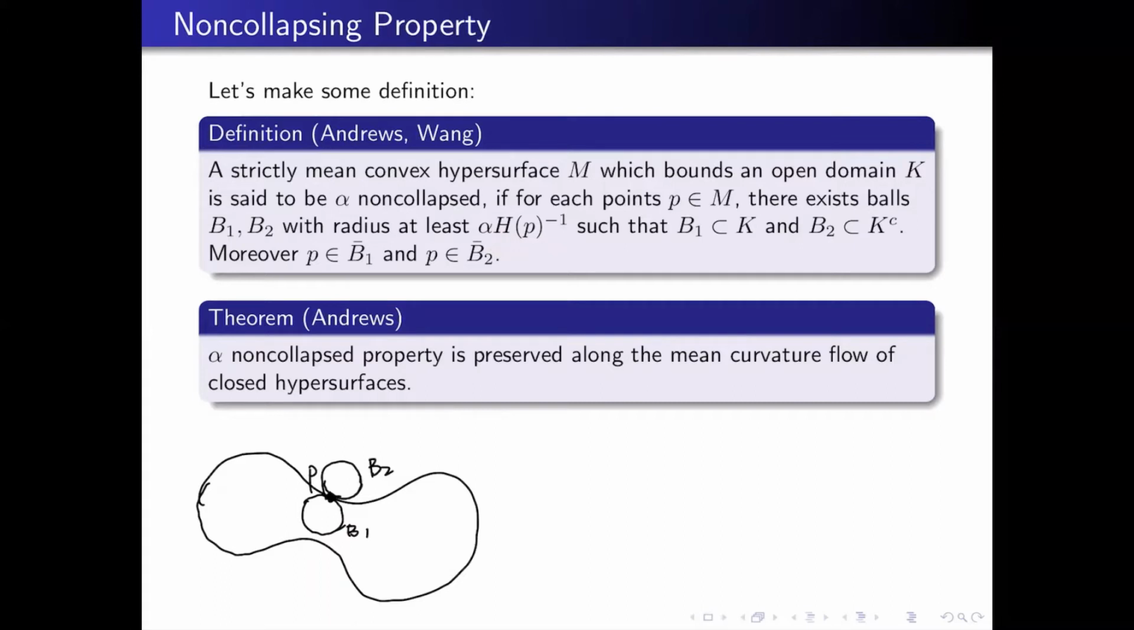Now, let me describe some scenarios in which the alpha non-collapsedness can fail. This theorem tells us that the alpha non-collapsed property is actually preserved, but I just want to mention how it could possibly fail. So the first picture is a local picture.